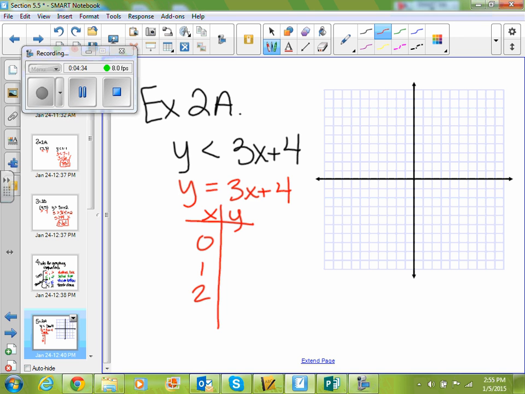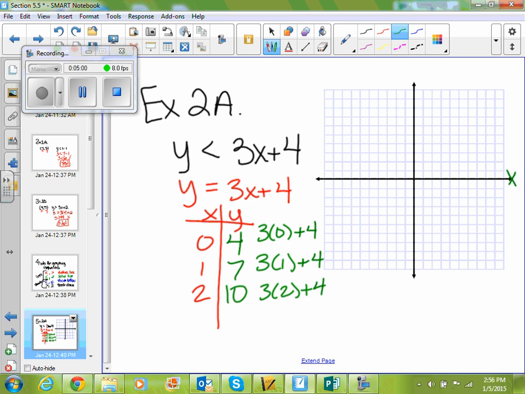So in the table of values, if I plug in that 0 for x, I get 3 times 0 plus 4. So 3 times 0 is 0, 0 plus 4 is 4. If I plug in 1, 3 times 1 plus 4, what do I get? 7. And 3 times 2 plus 4. 10. So if I plot those points, remember your x-axis is your horizontal axis, y-axis is your vertical axis. So over 0 up 4 is my first point. Over 1 up 7 is my second point. And over 2 up 10 is my third point.